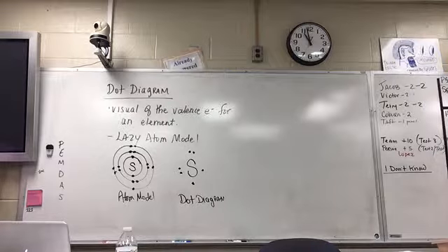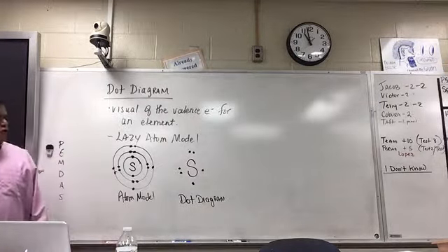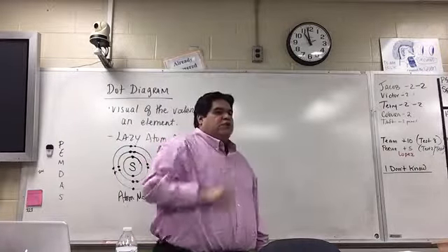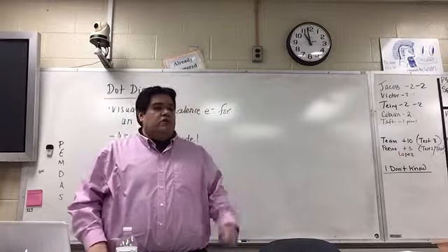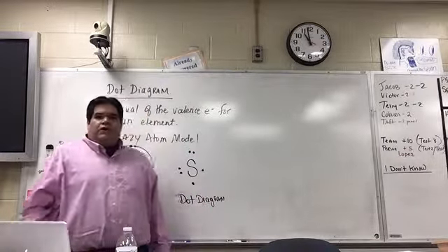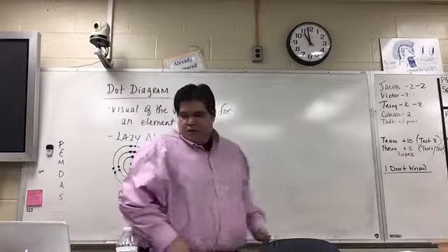Everybody good? All right. So, for example, let's do a couple over here. Give me number 1 through 20. Just 1 through 20. 18. Find 18 on the periodic table and then do a dot diagram for number 18. Be ready for me to call on you on how to do it. All right. Element number 18.